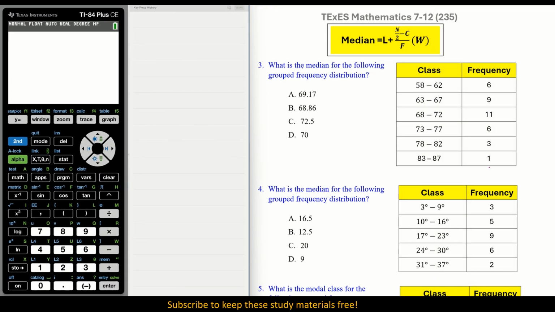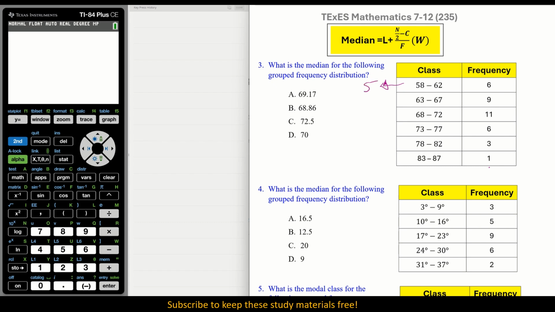Number 3. What is the median for the following grouped frequency distribution? Okay, what we need to do first is look at how many numbers are actually in each class. So for this situation, in each of these, we have 5. Okay, we said that before.